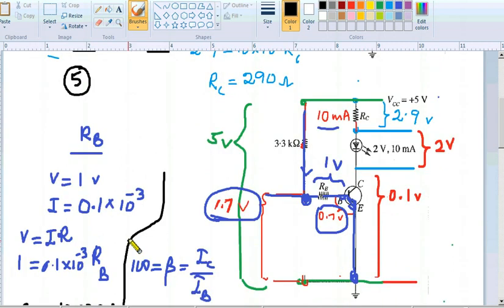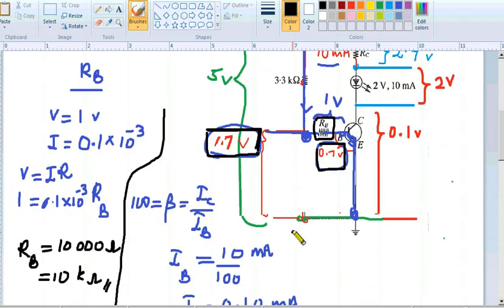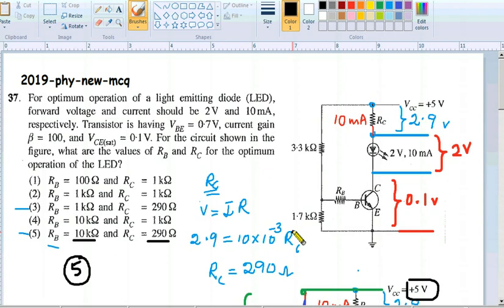So children, it is very easy. This 1.7 is given by this 5 volt. Then from this 1.7, 0.7 is given to the transistor. The remaining 1 volt is given to this resistor. So that is how we calculated the value for R base. So I think you can understand that.